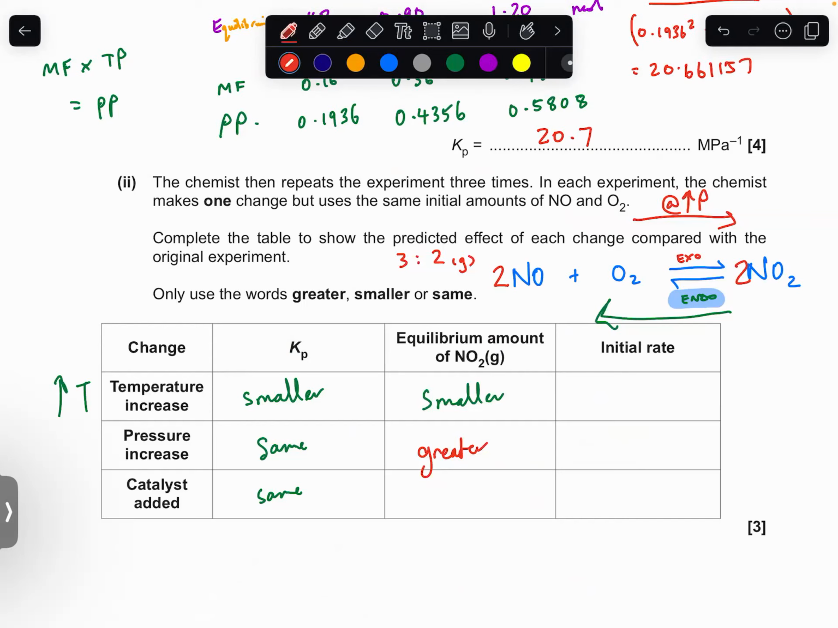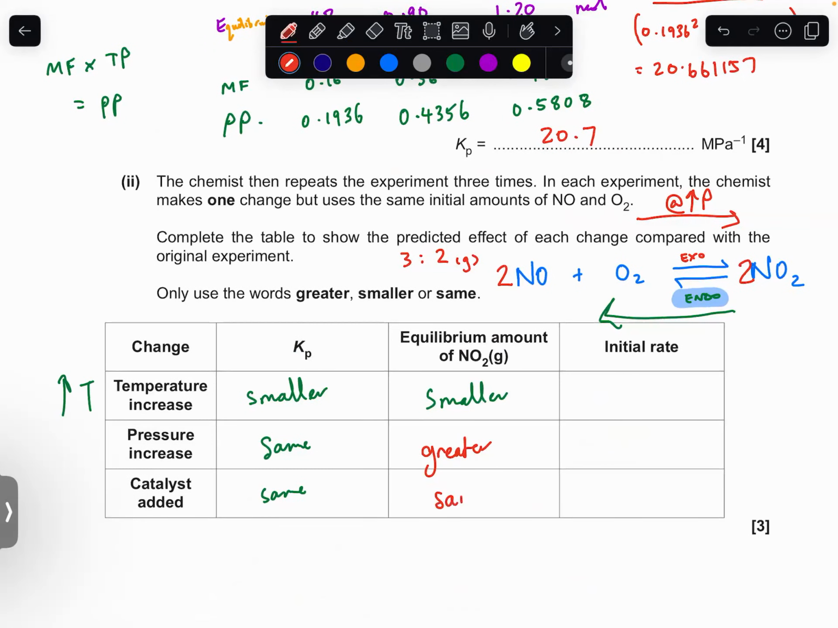When a catalyst is added, you see what does a catalyst do? It speeds up the rate of reaction, but it speeds up the rate of the reverse reaction and the forward reaction by the same amount. So the equilibrium amount is going to be the same. The initial rate of the reaction, when you're reacting NO and O2 only, right at the beginning, at a higher temperature, is going to be greater. At a higher pressure, it's going to be greater. Using a catalyst, it will be greater. All these increase the rate of reaction.